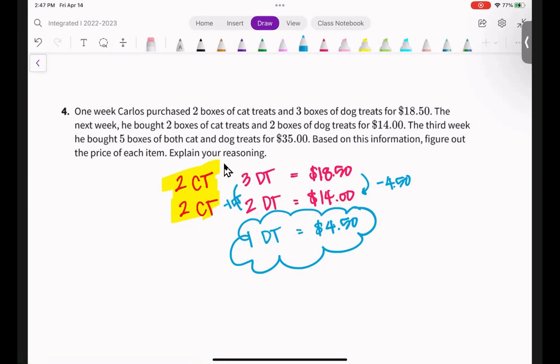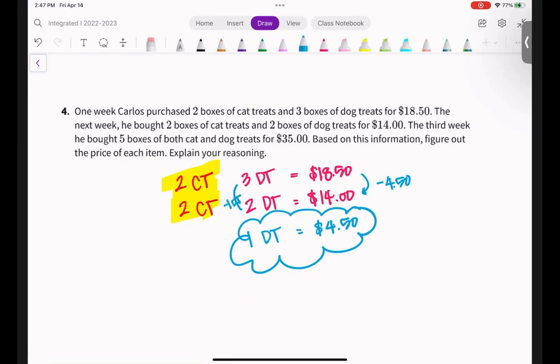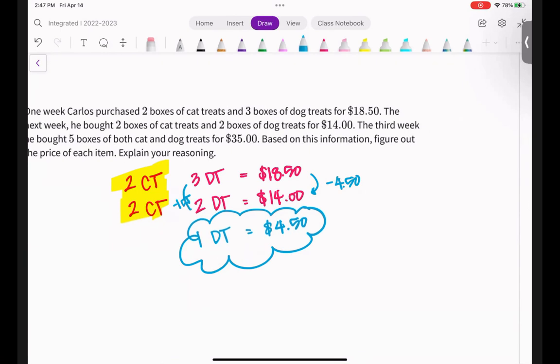And then it also says, I don't know if you can see this down here, but it says the third week he bought 5 boxes of both cat and dog treats for $35. Okay. And so let me see. I should have squeezed that in there. Let's see. Can I do that? Let me move this really quick.